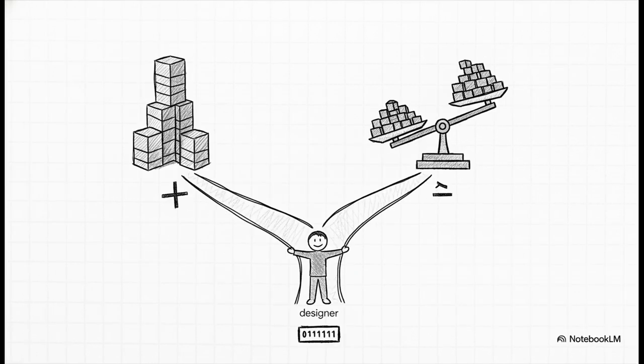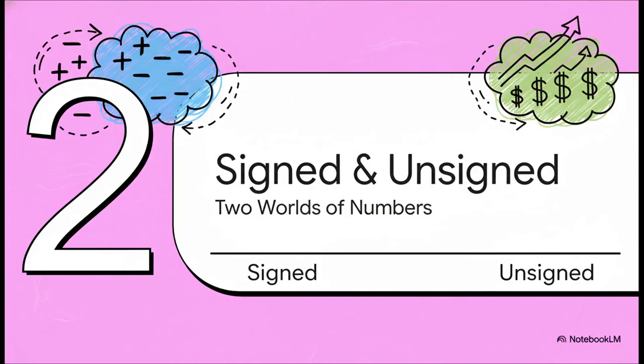And that's the absolute key right there. We, the programmers and system designers, are the ones who give the computer that rulebook. We tell it what that pattern means. It's a fundamental design choice, and the path we pick has huge consequences for everything else. That single choice basically splits the world of numbers in two. You have the world of signed numbers, which can be positive or negative, and then you have the much simpler world of unsigned numbers, which can only be positive.